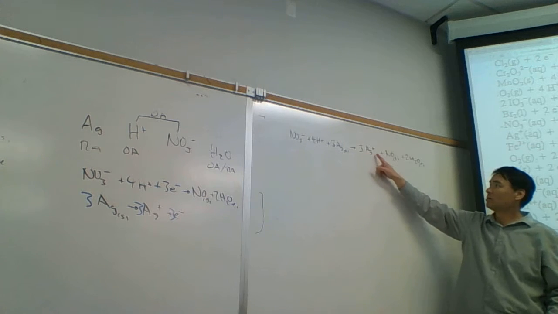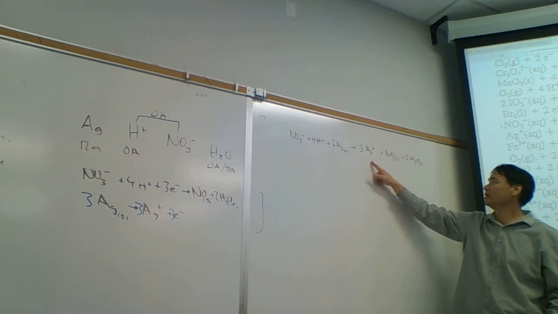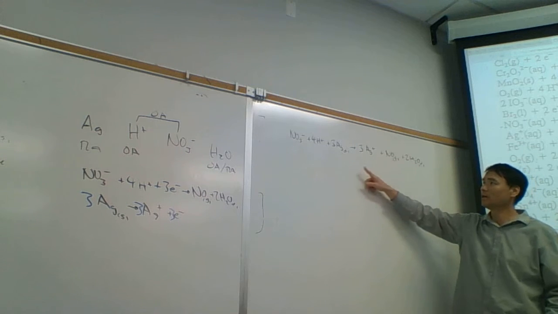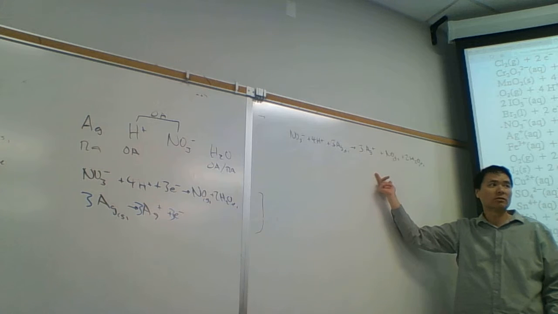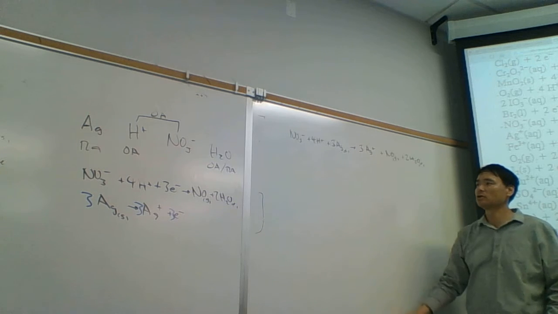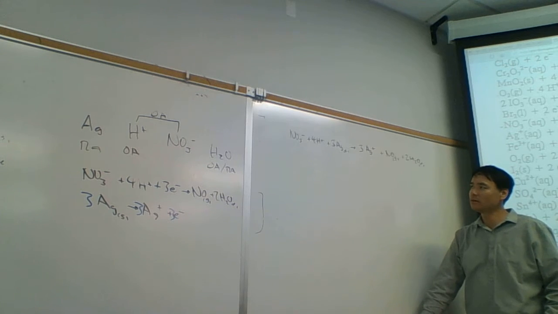And then I have 3 times plus 1, which gives me a plus 3. This is 0, this is 0. So plus 3 charge on the left, net, plus 3 charge on the right, net. So the charges are balanced. So if the atoms balance and the charges balance, then this equation is correct.